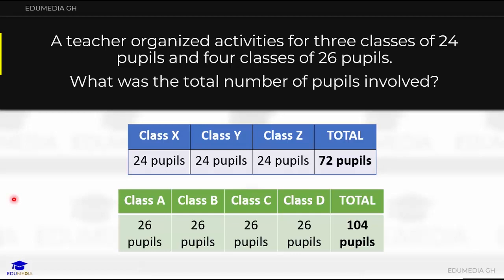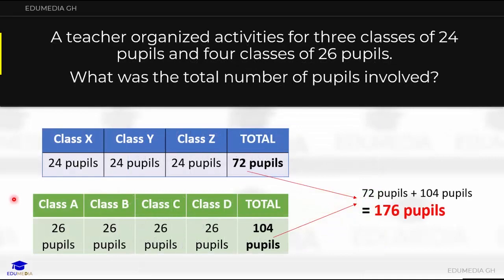To sum this up, we add the 72 plus the 104 pupils. This gives us 176 pupils. The total number of pupils involved in this activity organized by the teacher is 176 pupils.